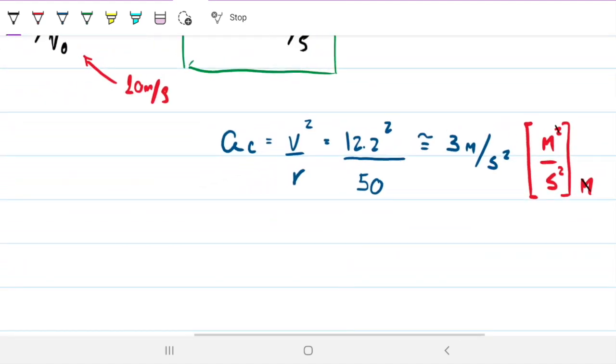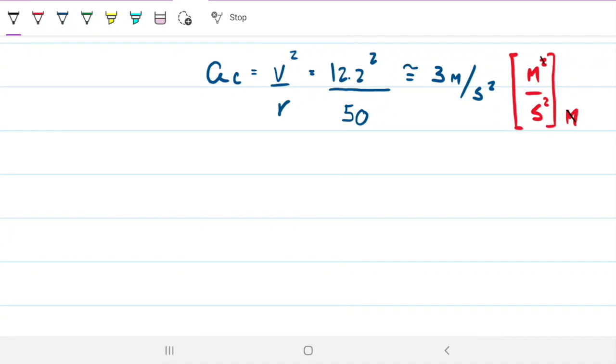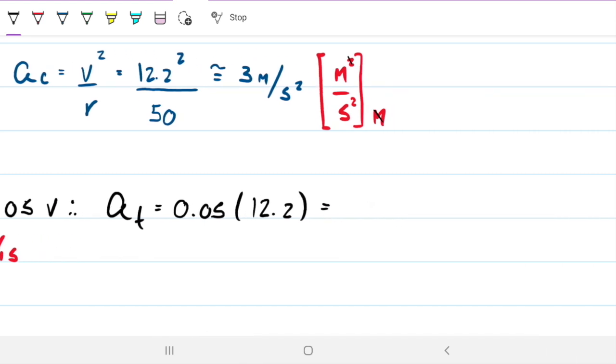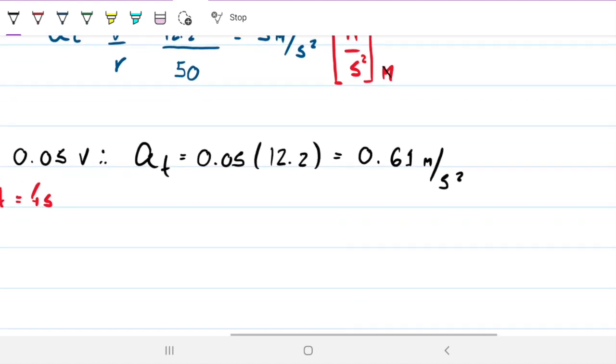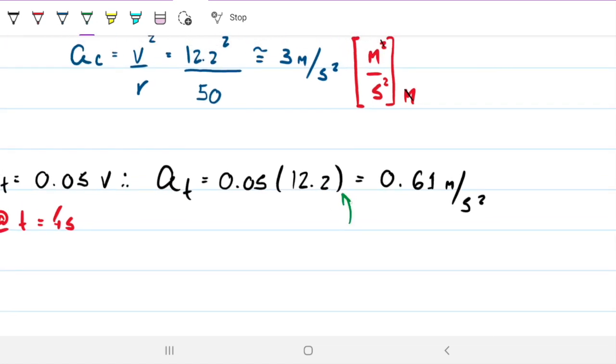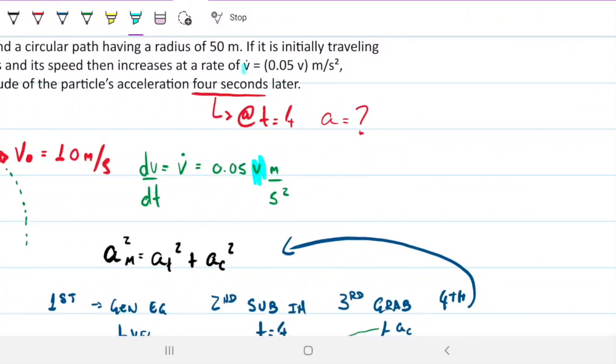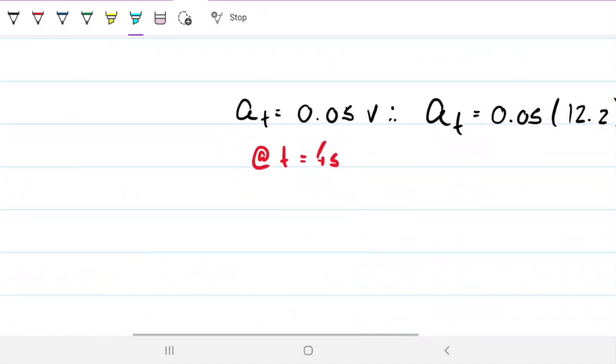Brilliant. Now we need the tangent acceleration, and for that, we know that the acceleration is 0.05 times the velocity. So if we want it at t equals 4 seconds, then a_t becomes 0.05 times velocity, 12.2. Tangent acceleration is 0.61 meters per second squared. Cool. And on this unit here, if you just plug in the meters per second there, we don't know this unit here, so it will be hard to determine that way. But if you recall from the beginning of the problem, it says that the increase is given in meters per second squared, right? So we can be comfortable with those meters per second squared there.